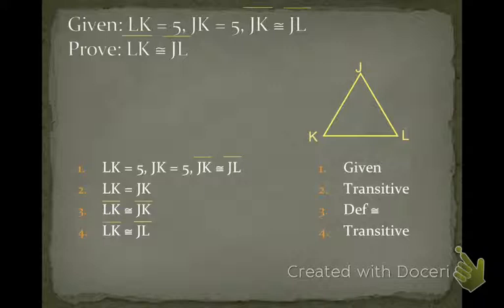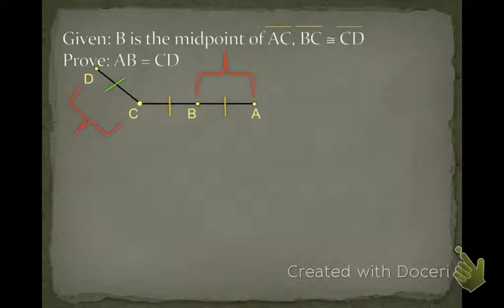Okay, so four steps in that example. Let's take a look at another one here involving the midpoint. So B is the midpoint of segment AC.